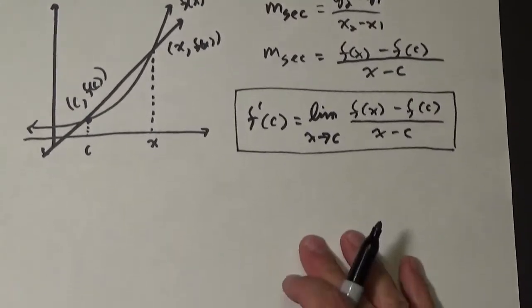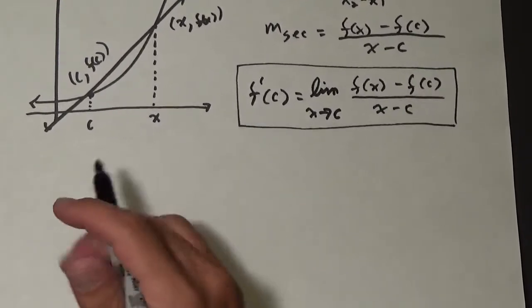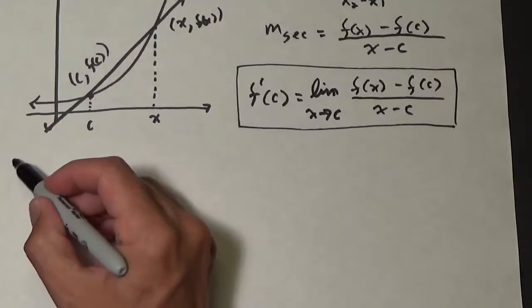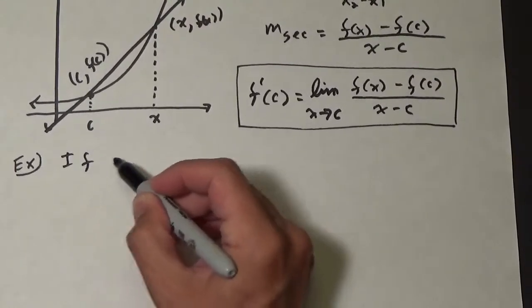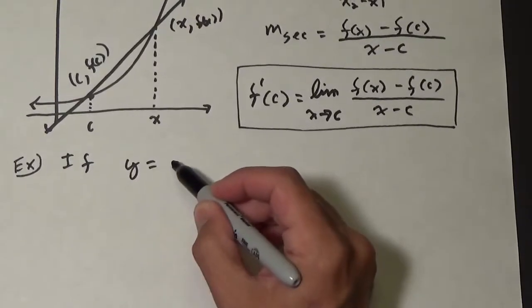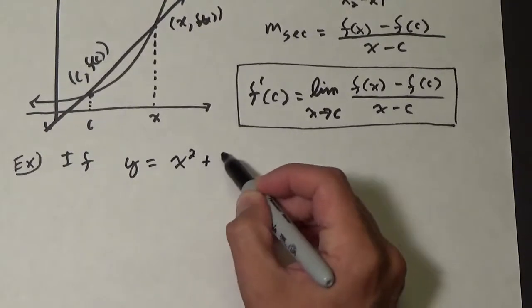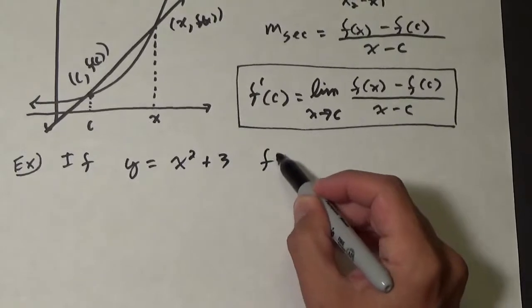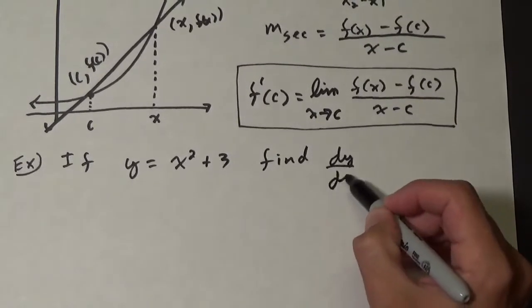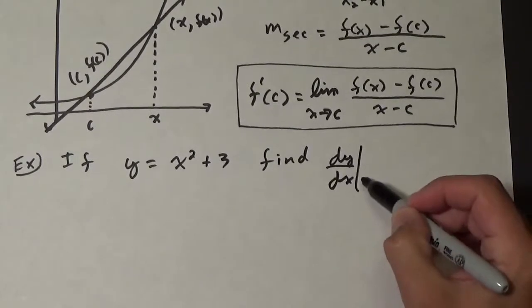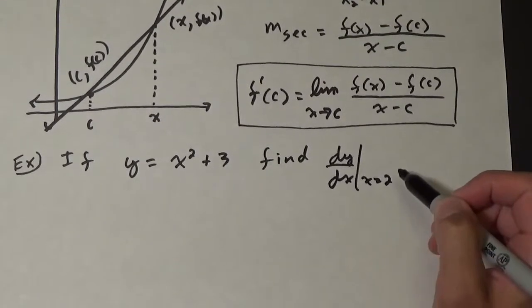Alright, so let's look at an example of how this may be used. So for this example, if y equals x squared plus 3, we want to find dy dx evaluated at x equals 2.